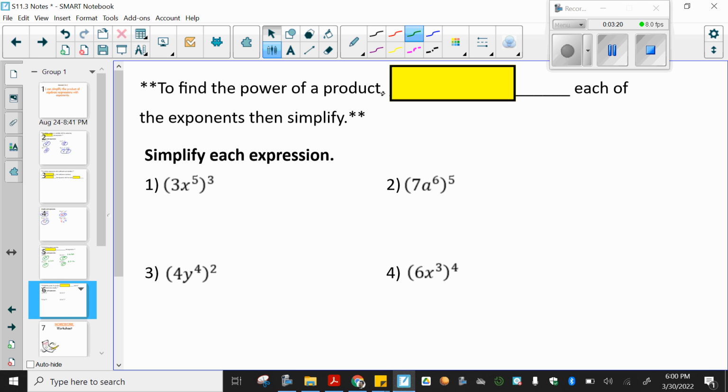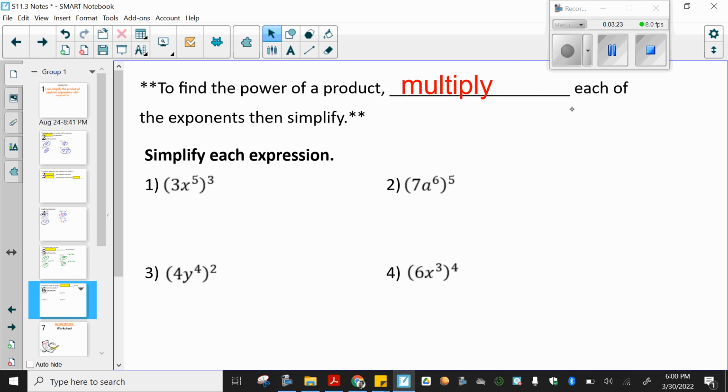To find the power of a product, multiply each of the exponents, then simplify. Look, we're gonna share this raised to the third to each term. So we want to break these terms apart, share that to the third. So 3 times x to the fifth raised to the third power. We're going to put 3 here and here. So we're going to make this 3 to the third times x to the 15th.